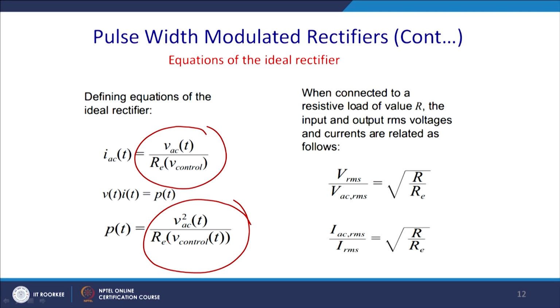And when connected to a resistive load of value R, the input and the output voltage and current are related as follows: Vrms by Vo rms equals square root of R by Re, and similarly Io rms by Irms is R by Re. So, it just looks like something like a transformer.